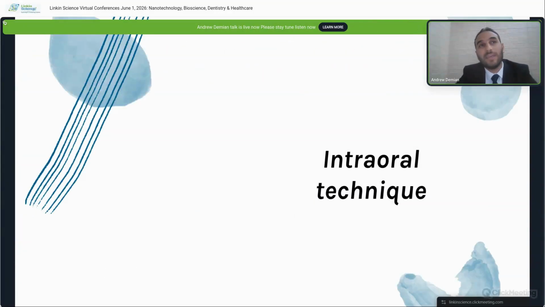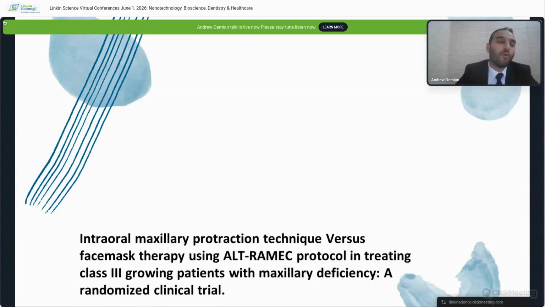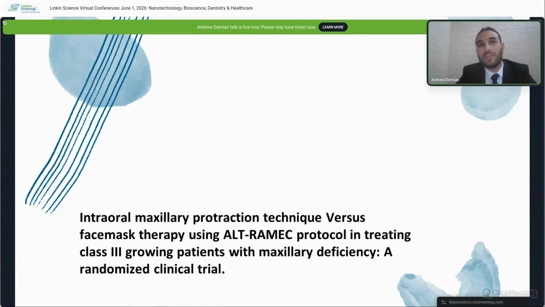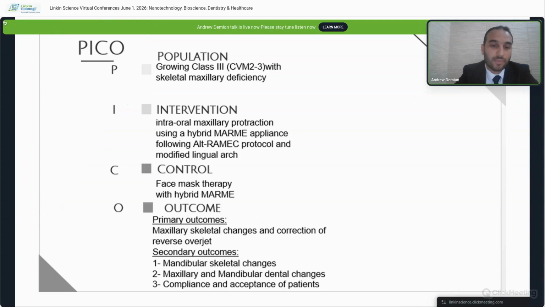So what we have done here through the intraoral technique, of course, is a study comparing the face mask with the intraoral technique, because as I mentioned, the face mask was the gold standard, a very simple approach, but it had a compliance problem: patients usually refused to wear it. So we conducted this study comparing two groups of patients having the same expander going through the ALT-RAMEC protocol, and then we changed the type of protraction, face mask versus the intraoral technique that we used.